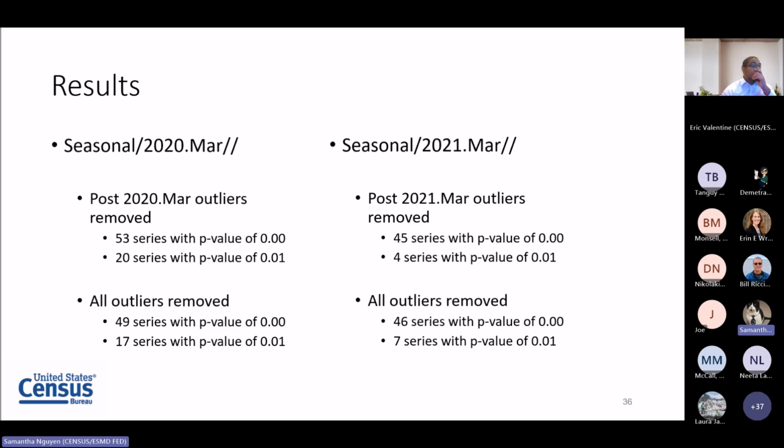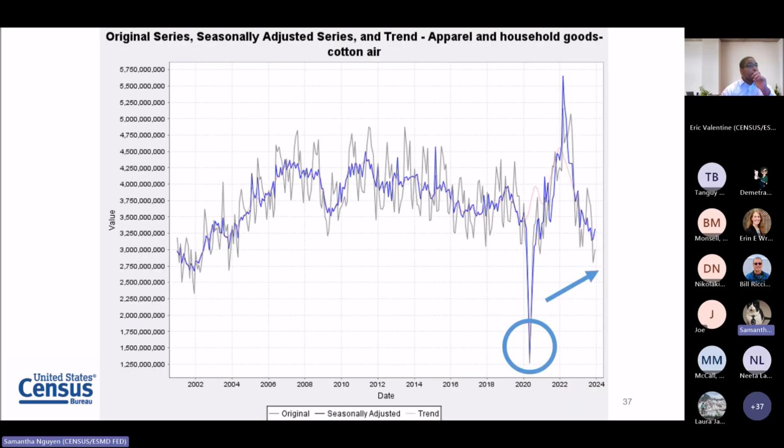From these results, we narrowed down the series that could benefit from the change regime by looking at improved diagnostics and examining graphs. Let's look at one example. Here we have the series M4000, or imports of apparel and household goods, cotton. You can see March 2020 is circled where a different seasonal pattern began to emerge. This was a great candidate for the change regime.